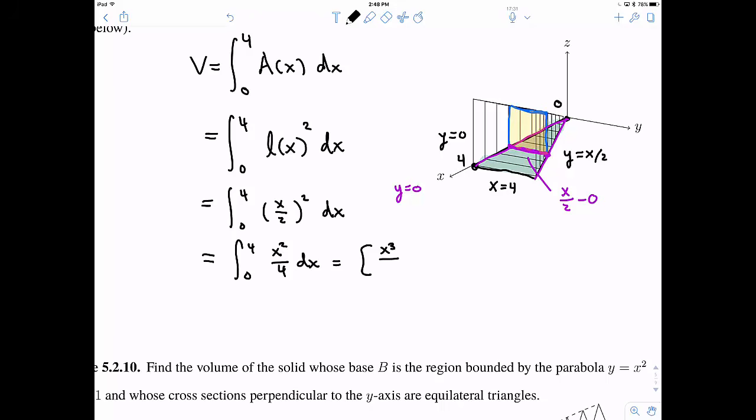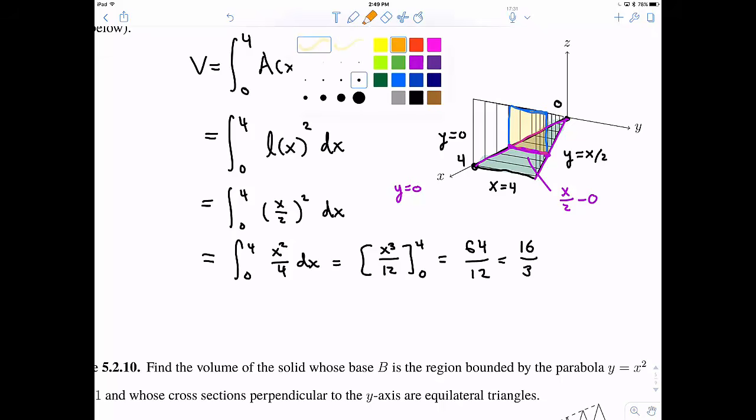So I can square both the numerator and the denominator. I can integrate this, and I can plug in 0 and 4, which is a little bit difficult, right? Because I have 4 cubed, which is 64. And I can simplify that a little bit down to 16 thirds.